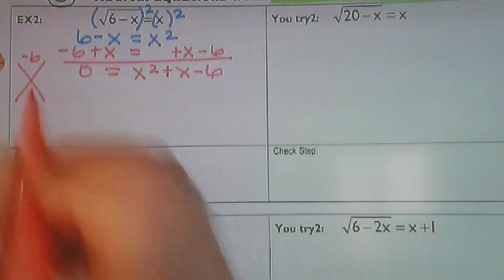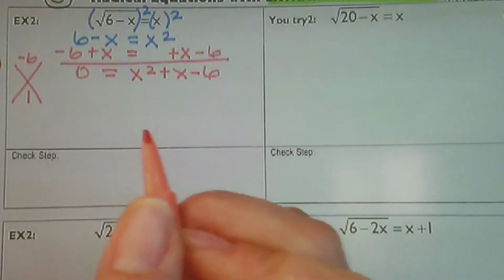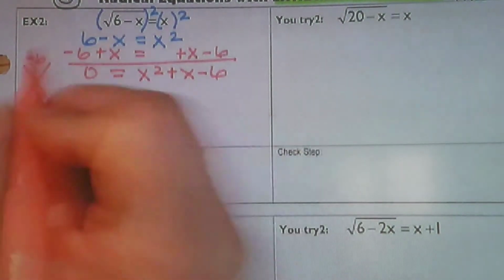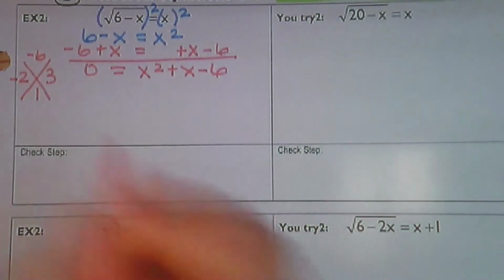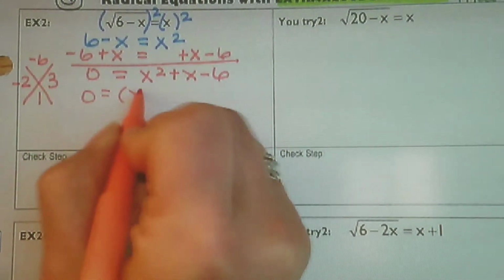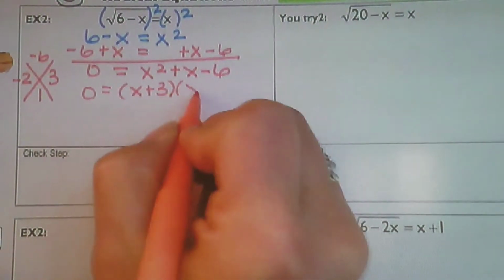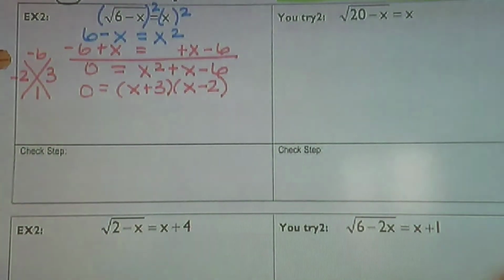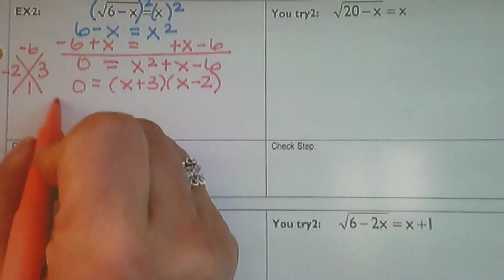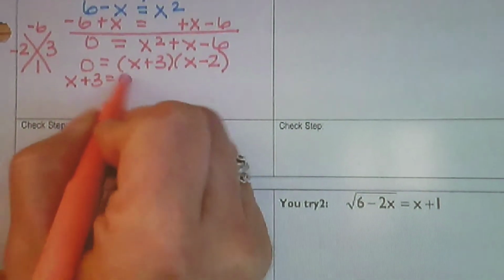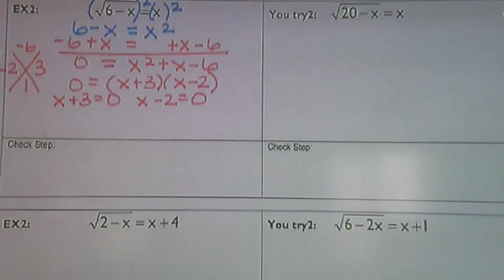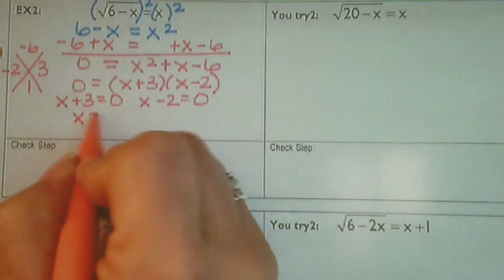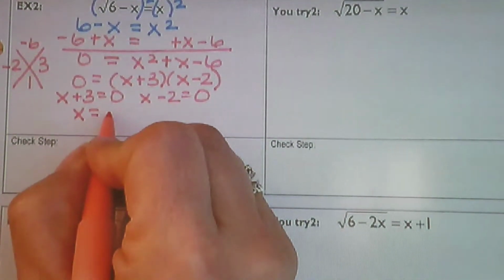When we do the diamond, we get negative 6 and 1. What factors will work? There you go, negative 2 and 3. So we'll have 0 equals (x plus 3)(x minus 2). We'll set each of those factors equal to 0. Okay, and then we will get x equals what? Negative 3.